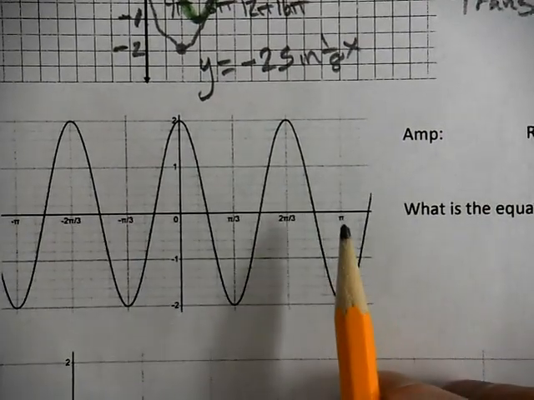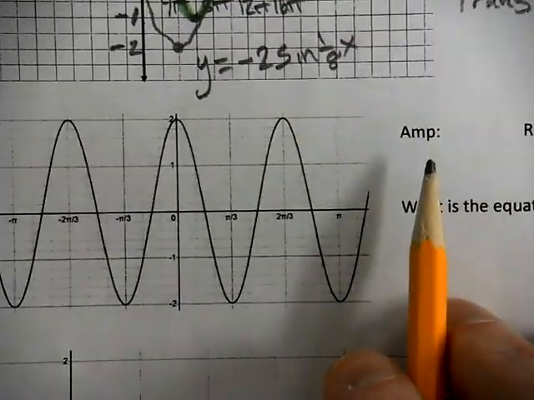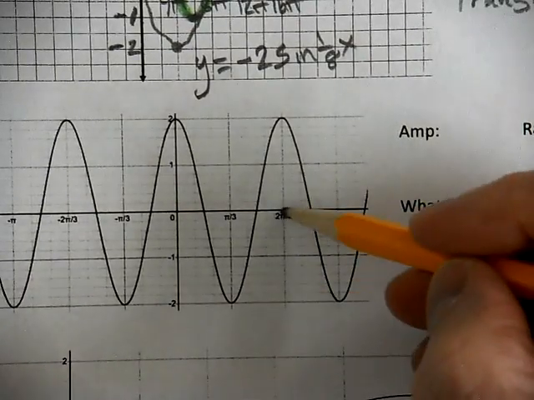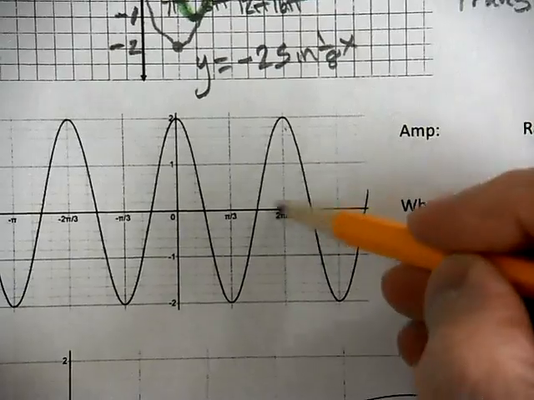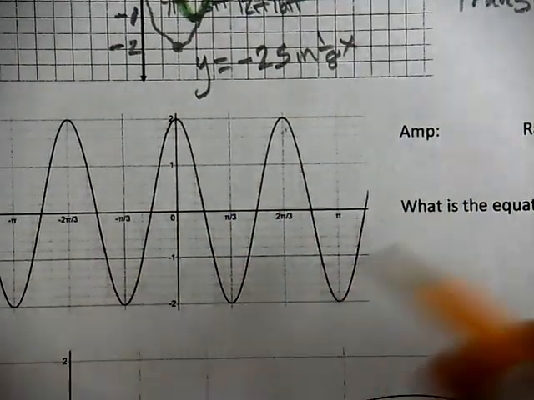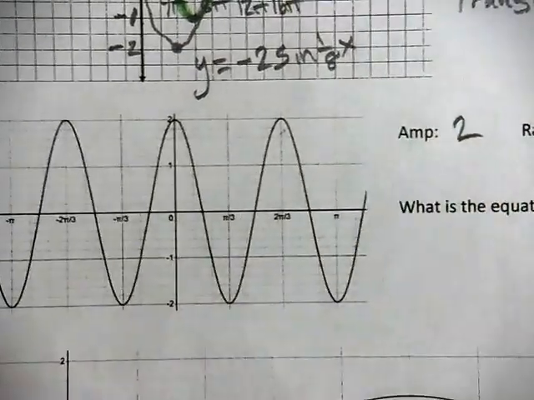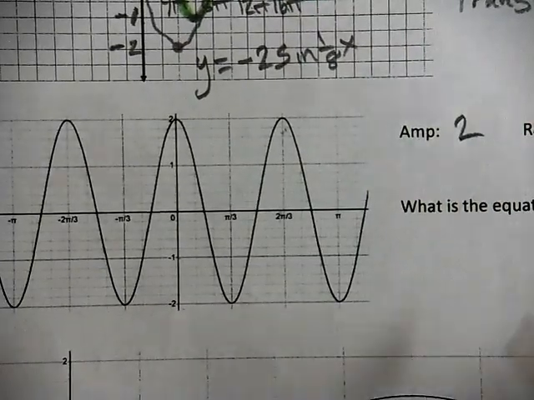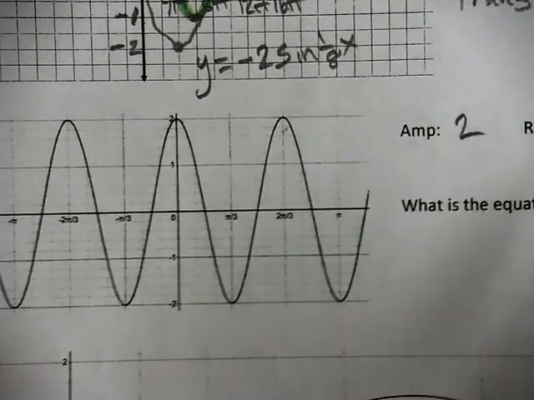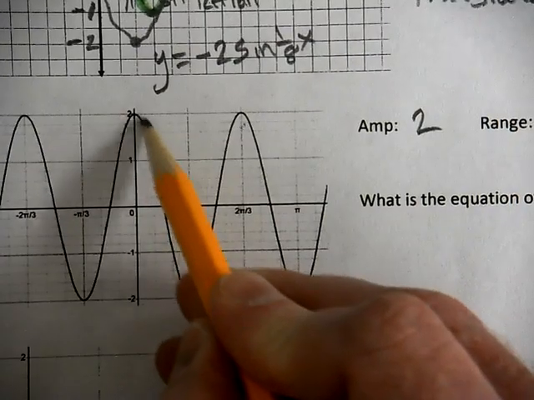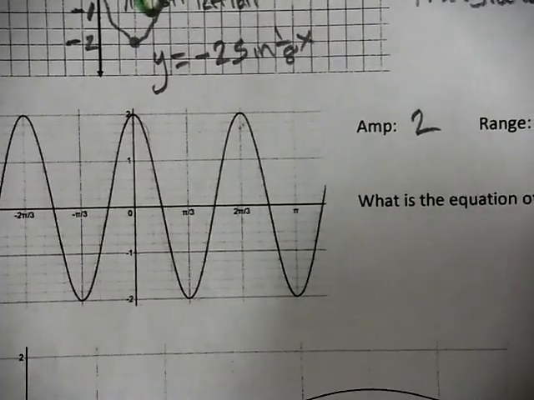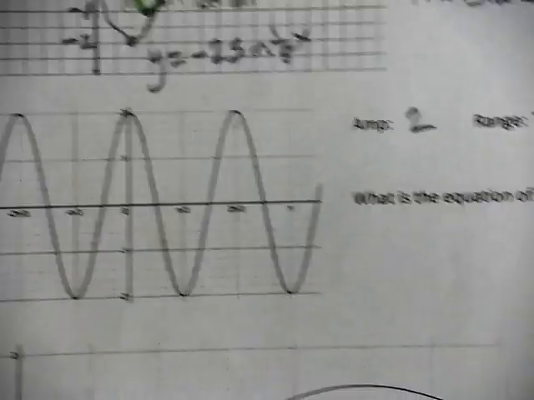Okay. We look here. We are looking for the amplitude. That looks like it's 1, 2. The amplitude would be 2: 1, 2, negative 1, negative 2. So the amplitude is 2. The range goes from negative 2 to 2. And the period goes all the way to 2 pi over 3.